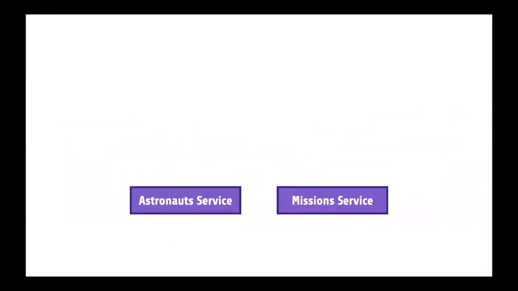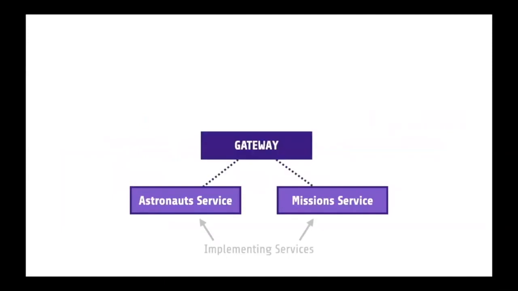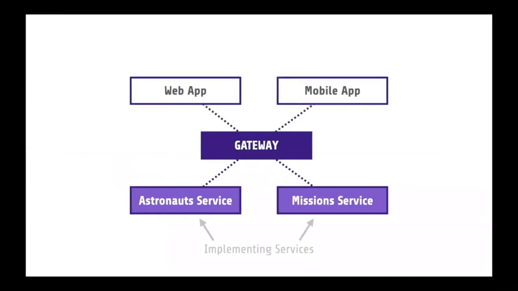So when using Apollo Federation, we're going to have multiple implementing services, and each of those services are going to have their own GraphQL schema. In front of those services, we'll add a gateway that composes those schemas into a single federated data graph so that clients, perhaps a web client and a mobile app client, can then query a single GraphQL API without needing to worry about the implementation details of the underlying services.